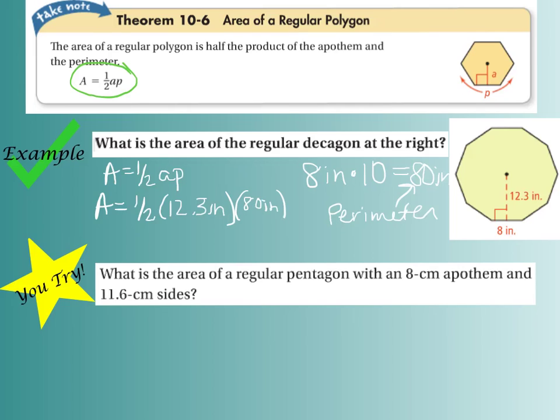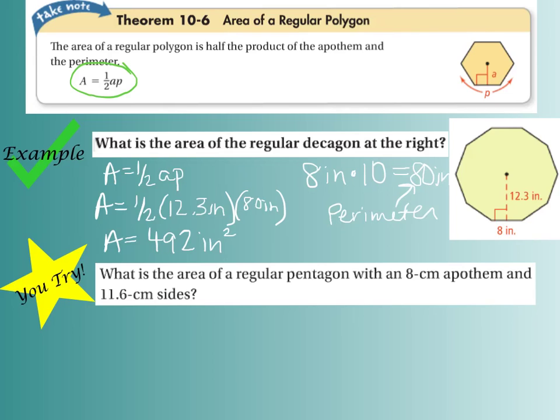And then in my calculator, I multiply 0.5 times 12.3 times 80. And my answer then is that the area is 492 inches squared. Please make sure that you include the inches. It's so important. We've been dealing with that for this entire chapter. It's something you definitely have to have in your answer. It will not be correct without it.